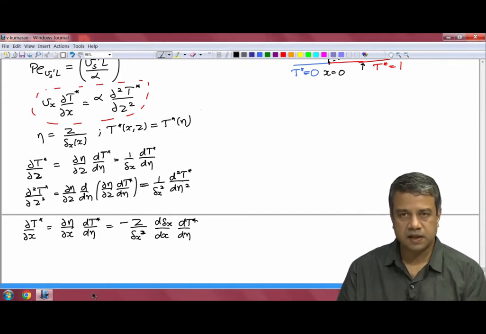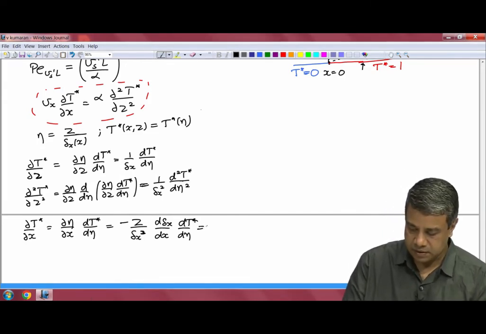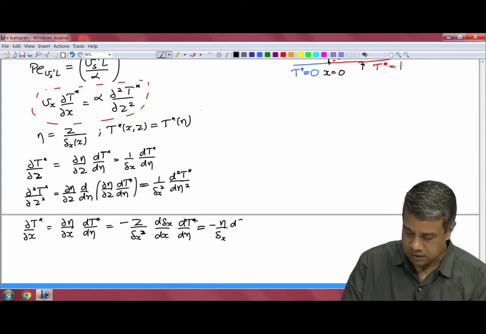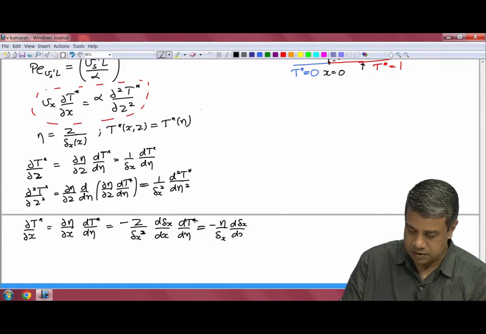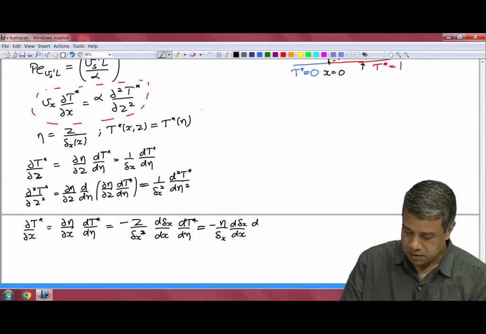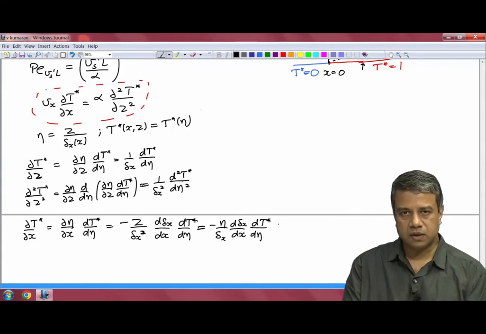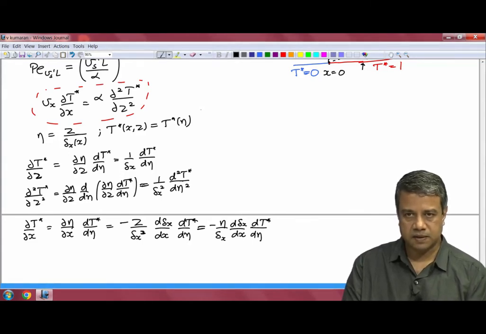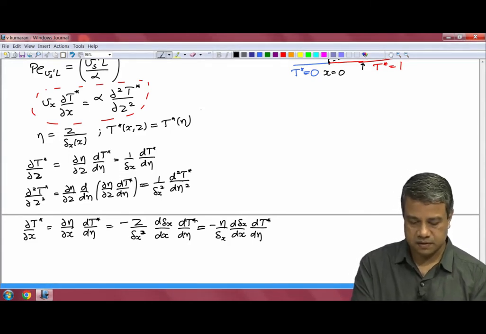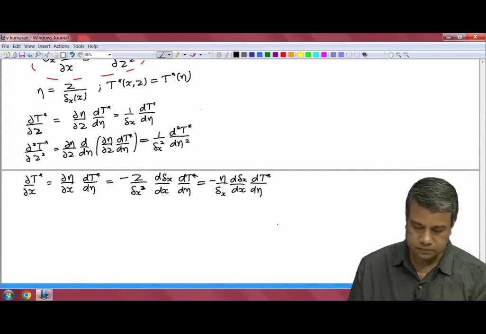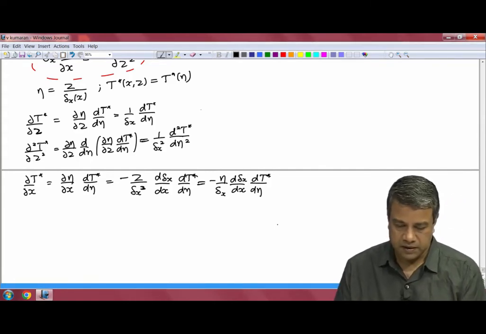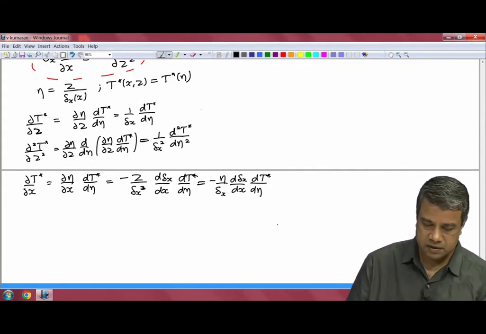And since z by delta is eta itself, I will get minus eta by delta x, d delta x by dx, dT star by d eta. Note the total derivative of delta x with respect to x, because delta x is only a function of x. And finally, I also have to substitute the expression for Vx.